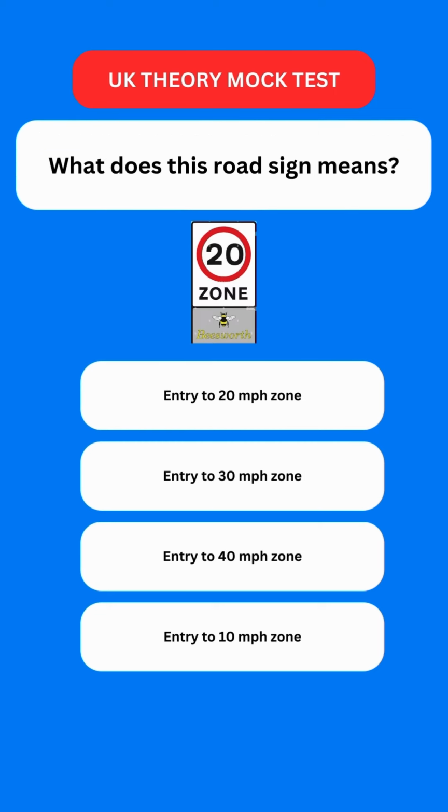Next question is, what does this road sign mean? Options are entry to 20 miles per hour zone, entry to 30 miles per hour zone, entry to 40 miles per hour zone, or entry to 10 miles per hour zone. So the correct option is the first one. This sign indicates that the zone starting from here is a 20 miles per hour zone.